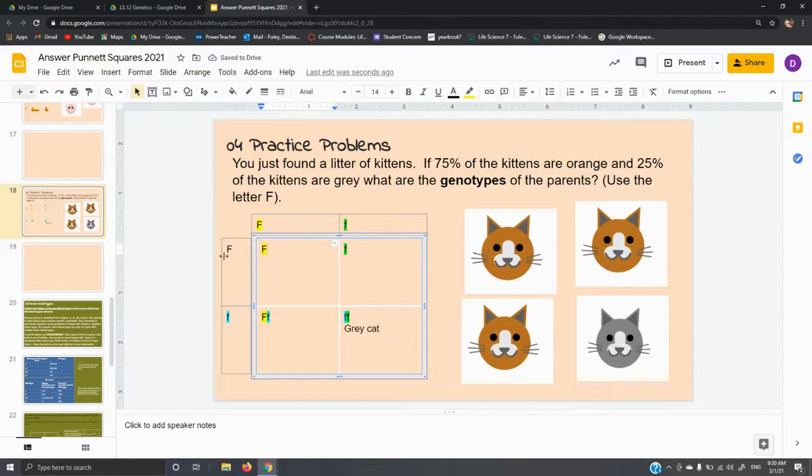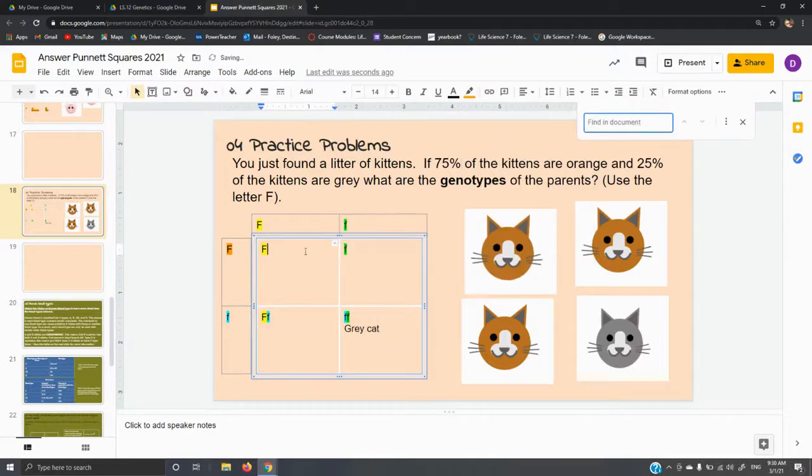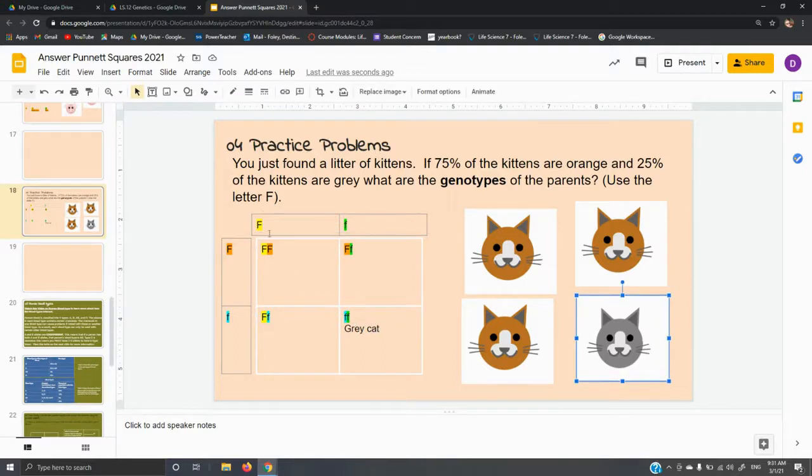Now, let's see what this one is. If this is correct, we're going to make that one orange. Orange capital, and then orange capital. Oh, there we go. That's how we do it. This is how we're able to get 3 orange cats and 1 gray cat. So the gray cat is here. We have a 25% chance that we have a gray cat out of the litter.